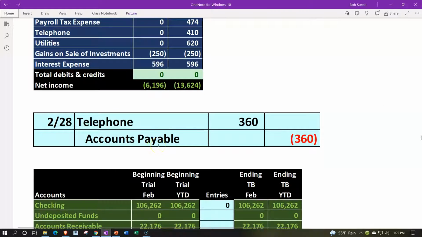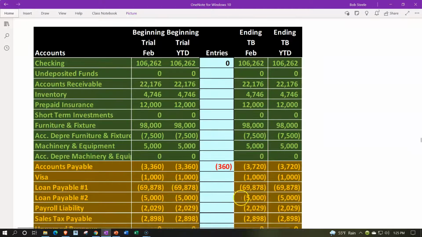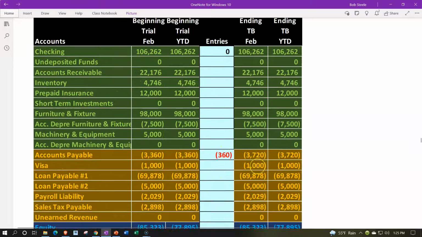It's straightforward journal entries. When we enter the bill, this would be the journal entry behind it. We debit the telephone expense. The other side is going to go to the accounts payable. So if we look down here, we've got the payable going up. Same for the month of February and the year to date.